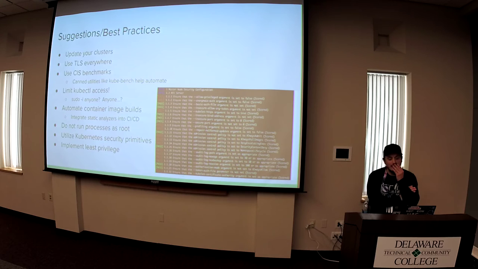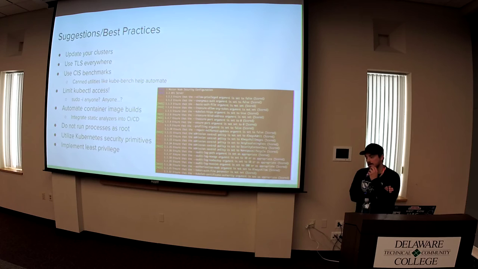TLS everywhere, obviously. You can deploy clusters without TLS if you want, but the Kubernetes API has a very easy TLS implementation. You can have a PKI built right in the cluster and use it to do your TLS. So you can just pass some flags to the kubelet, and you have a secure cluster.